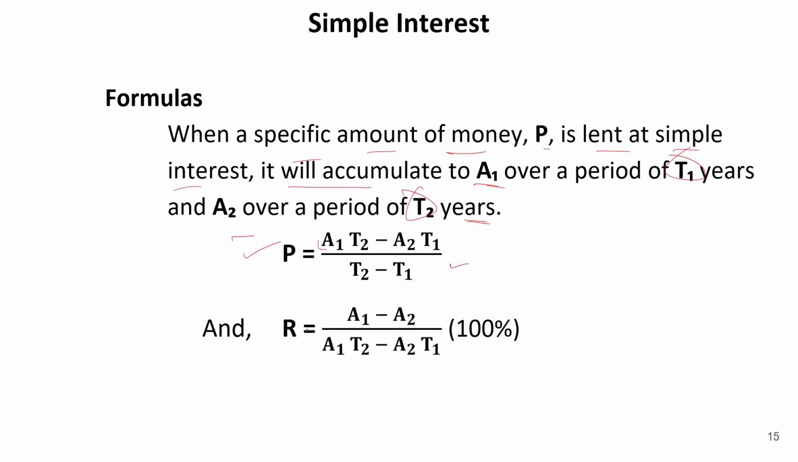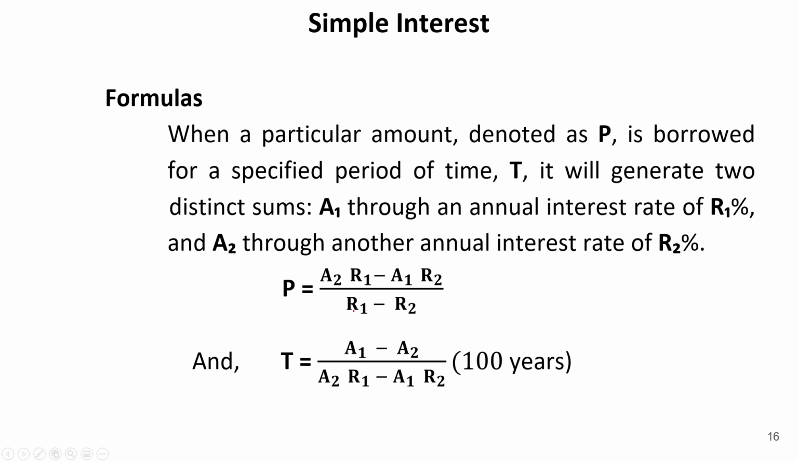In order to calculate the interest rate, it will be equal to (a1 minus a2) whole by (a1 into t2 minus a2 into t1), where a1 is the amount accumulated over a period of t1, and a2 is the amount accumulated over a period of t2. Okay, if this is multiplied by 100%, this will be the interest rate.